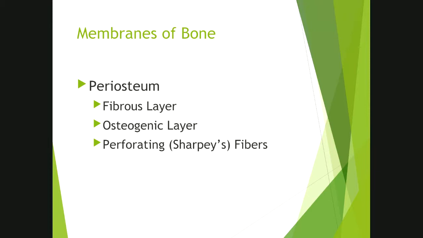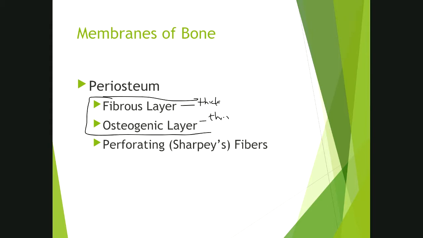And then we went over the membranes of bone. Remember, there's a membrane around the outside, and there's a membrane around the inside. The one around the outside is called the periosteum. And remember, the periosteum has two layers. It has this thick outer layer, which is the fibrous layer. And then it has the layer right next to the bone, which is very, very thin. And it's got those cells in it.